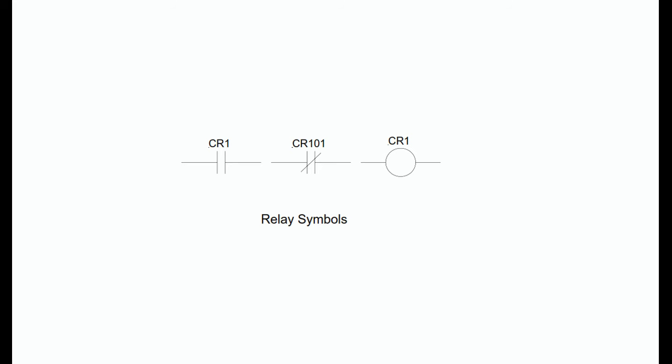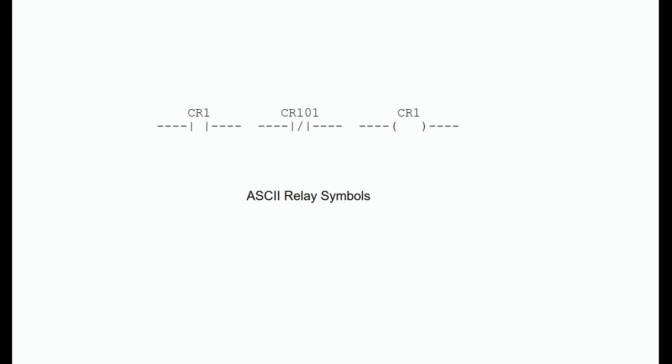Notice that the coil and contacts in the figure each have a reference designator label above the symbol. This label identifies the contact or coil within the ladder diagram. Coil CR1 is the coil of relay CR1. When coil CR1 is energized, all the normally open CR1 contacts will be closed and all the normally closed CR1 contacts will be open. Likewise, if coil CR1 is de-energized, all the normally open CR1 contacts will be open and all the normally closed CR1 contacts will be closed.